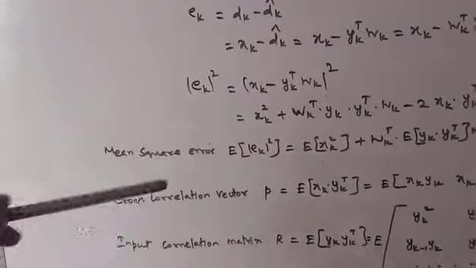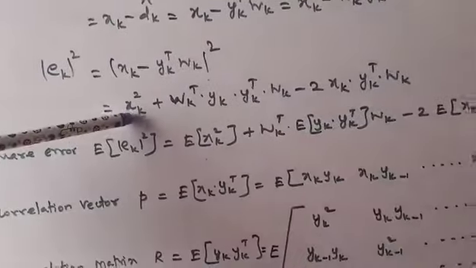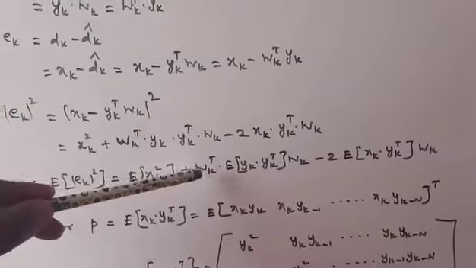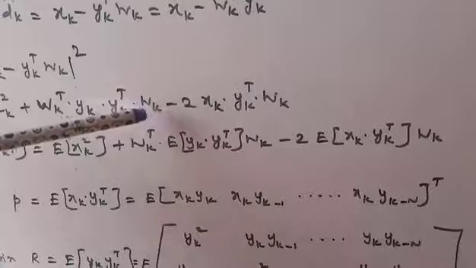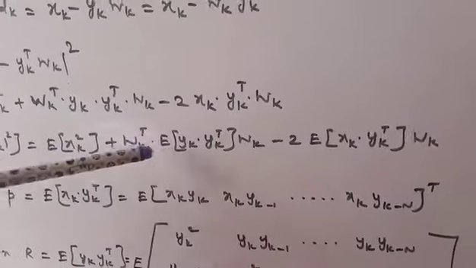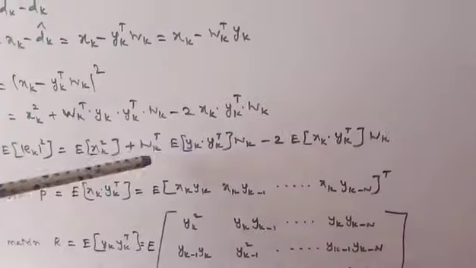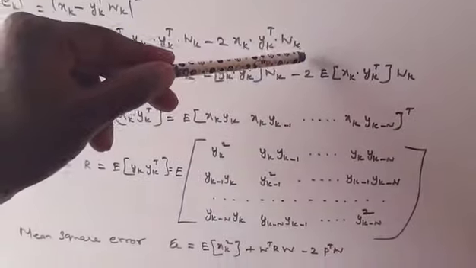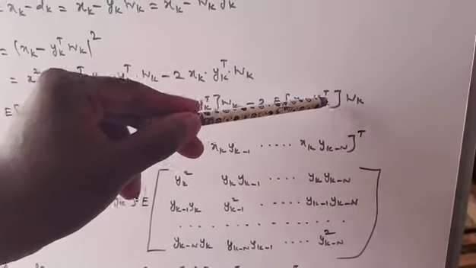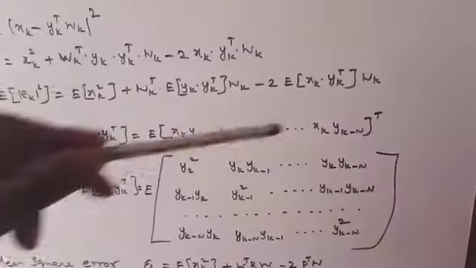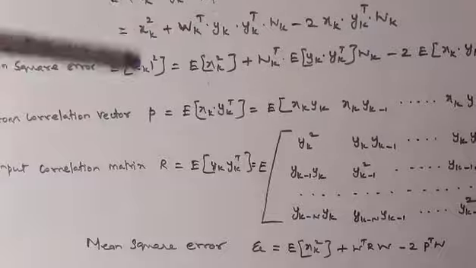Then the mean square error is found by taking the expectation of the previous expression. The expectation of xk square plus Wk transpose into expectation of Yk Yk transpose into Wk. Here the Wk transpose and Wk are not included inside the expectation since they are constants. Similarly for the third term also, except Wk, here minus 2 into expectation of xk Yk transpose into Wk. Here also the Wk is not included inside the expectation.